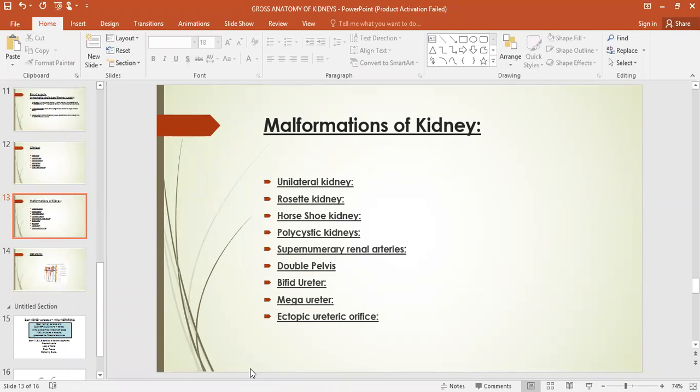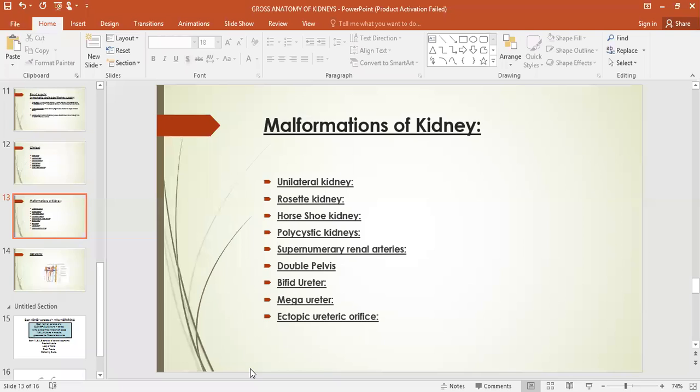Unilateral kidney, when the patient has only one kidney. Rosette kidney, when the two kidneys are joined together. Horseshoe kidney, when both lower poles of the kidneys are joined. Polycystic kidney, when fluid-filled cysts are present in the kidney. And when the fetal renal vessels persist, then supernumerary renal arteries occur. Double pelvis, when two pelvises are present in the kidney.